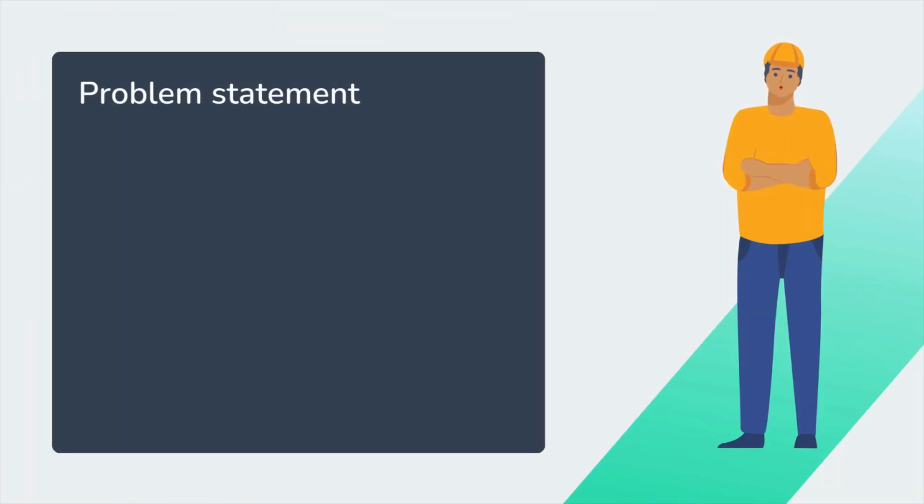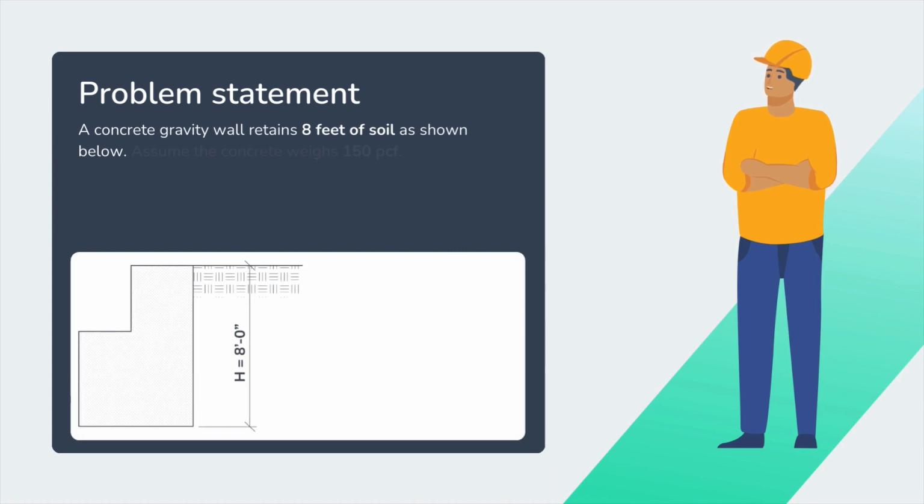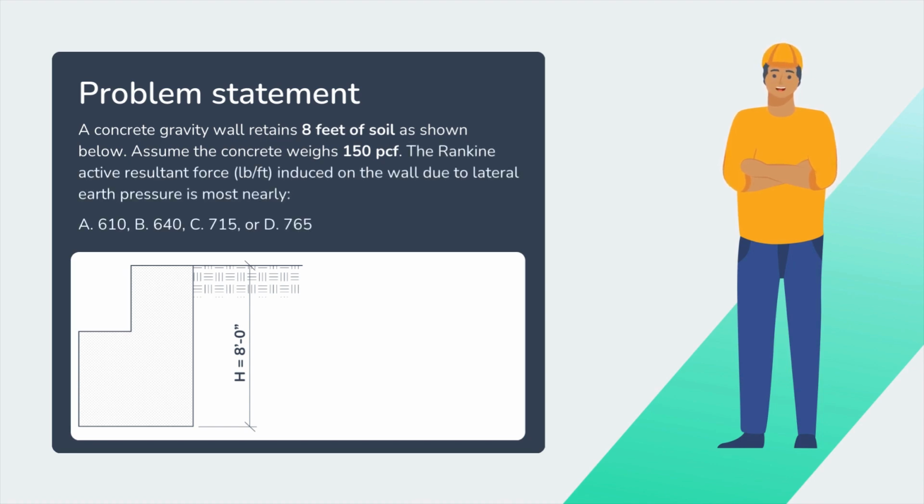Now, let's explore the problem we'll be solving. The problem states the following. A concrete gravity wall retains 8 feet of soil as shown below. Assume the concrete weighs 150 pounds per cubic foot. Our task is to determine which of the following options is most nearly the Rankine active resultant force induced on the wall due to lateral earth pressure in pounds per foot. The soil properties are also given below.